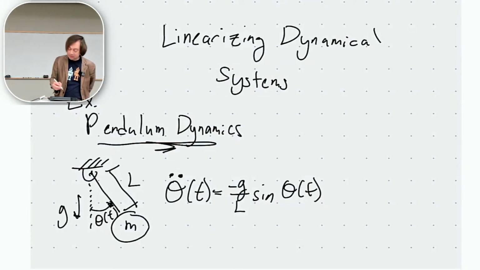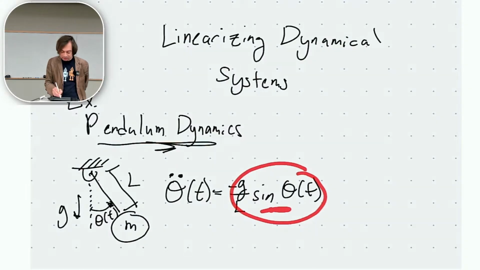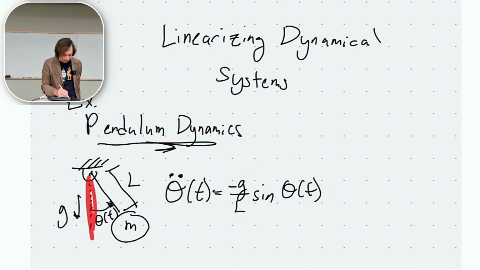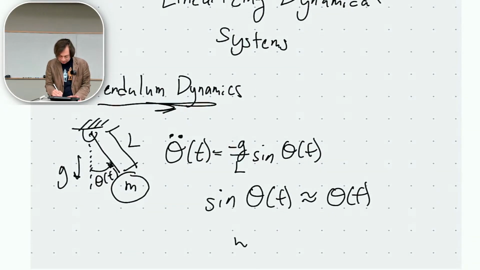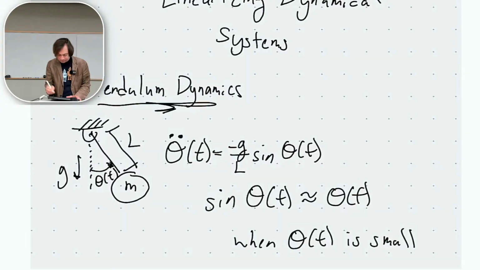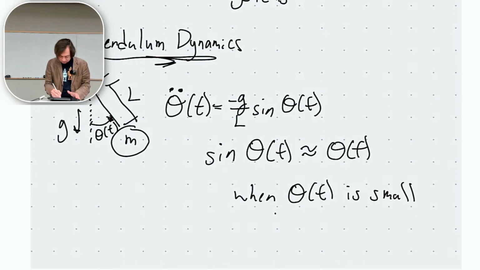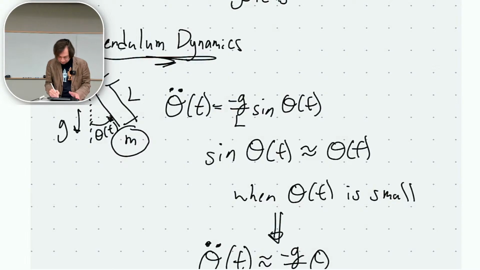Correct. So what he said was that we assumed that sine theta of t, for a small enough angle close enough to the vertical, sine of theta of t is approximately equal to theta of t when theta of t is small, right? And in which case, we would say that theta double dot of t is approximately equal to minus g over L times theta of t.